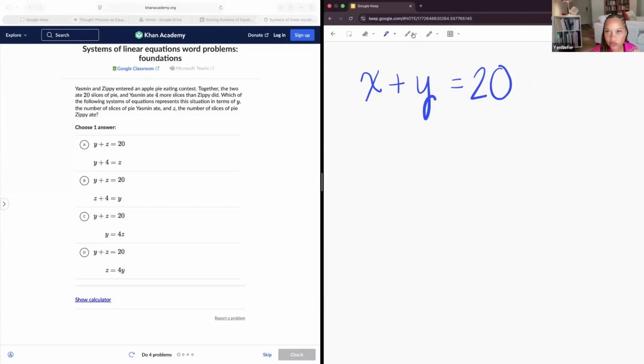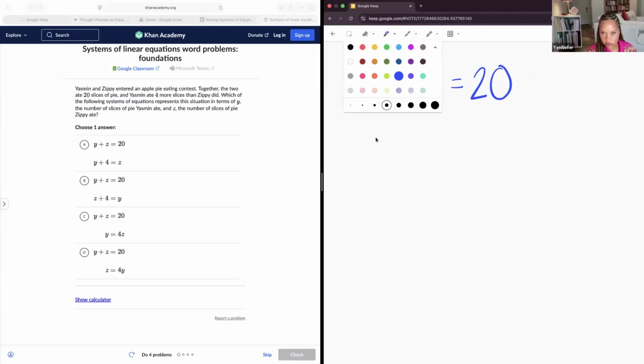And I'm so used to using x and y, but let me change this to y and z. And you'll know why I'm so used to using x and y. If you know, you know. All right. So y plus z.